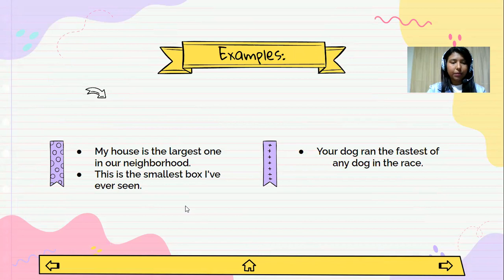Here we have an example. My house is the largest one in the neighborhood. As you can see, my house is being compared with the whole neighborhood. That's why I say that in this one we use a group, okay? My house is the first subject. Then we have the verb, that is the verb to be, the largest, that is the superlative adjective, and then in our neighborhood, that is the whole group, like the second object, okay?